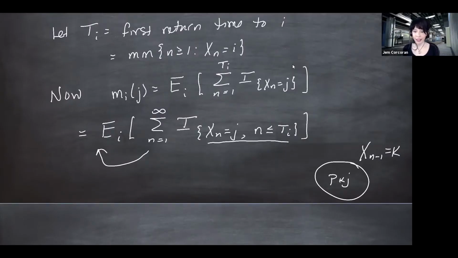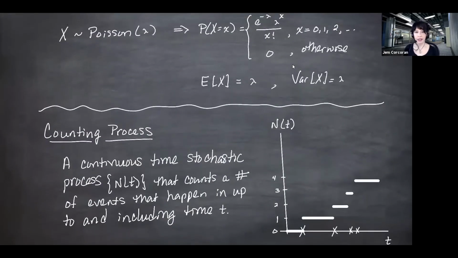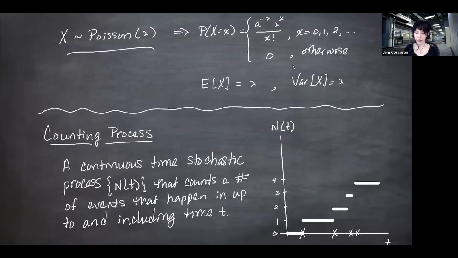Okay, so let's talk about Poisson processes. I already had some stuff written, so let me back up here. Just as a review, a Poisson random variable has this PDF, and its mean and variance are both lambda, and lambda is a parameter for this distribution, which has to be greater than 0. So that's the Poisson distribution or random variable, and we use that to define a Poisson process.